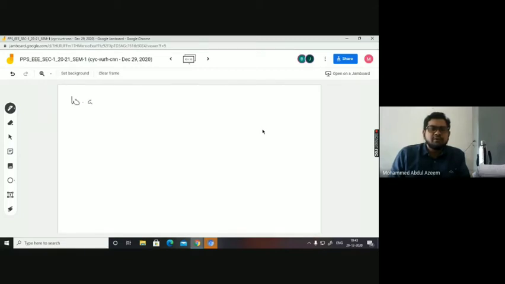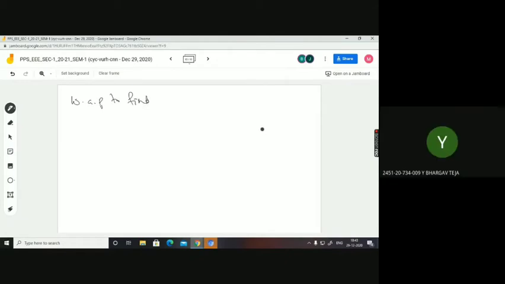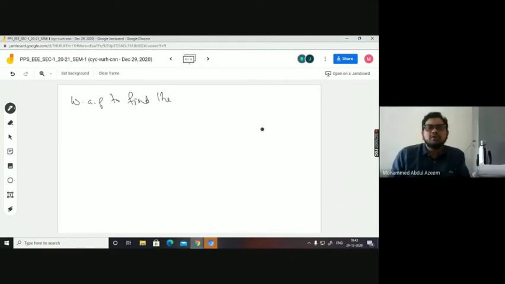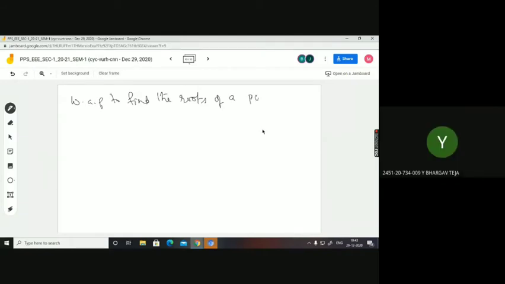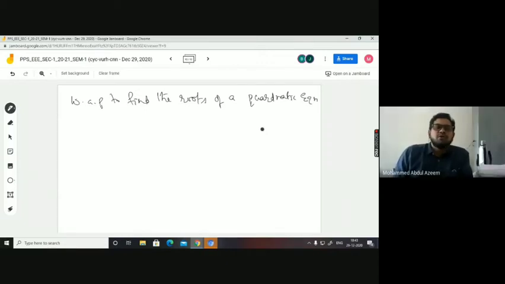Write a program to find the roots of a quadratic equation. Roots of a quadratic equation. How do you find the roots of a quadratic equation? There will be two roots, right?